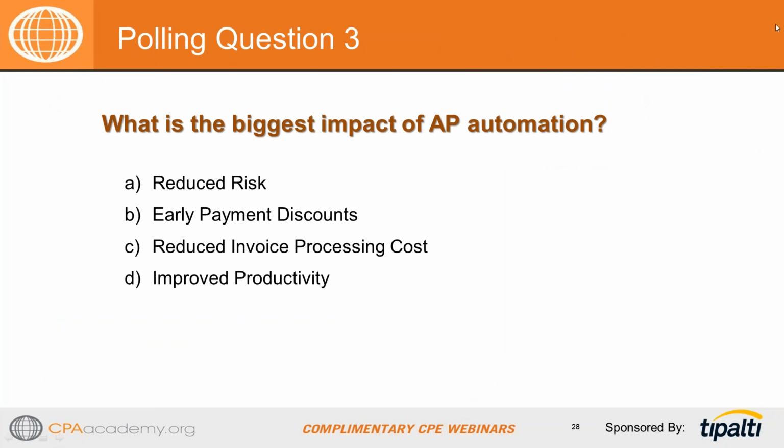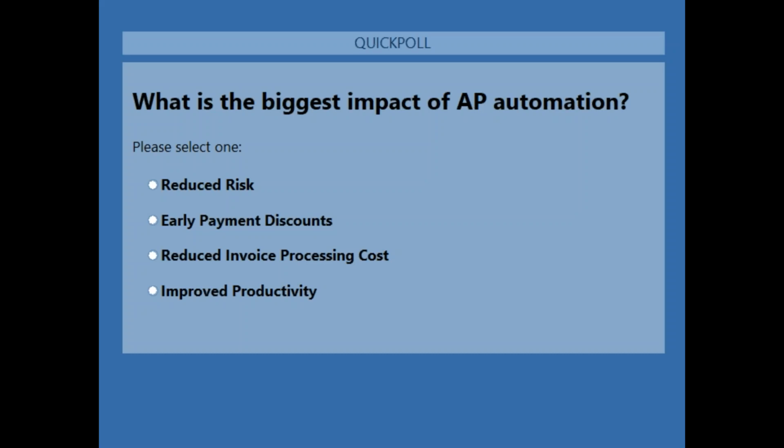All right, so we have our next polling question. We've got 2 more to go. This is number 3, and our polling question is open. The question is, what's the biggest impact of AP automation? I'll leave this open for long enough to get a majority of responses in, so go ahead and get your answers in. We're going to leave this open for just a little bit longer while you all render your responses. There's going to be one more poll after this.